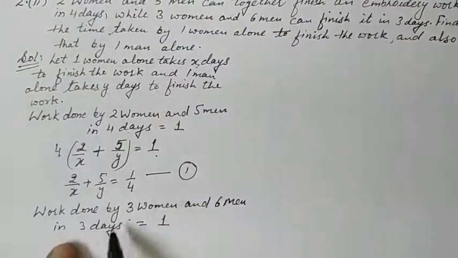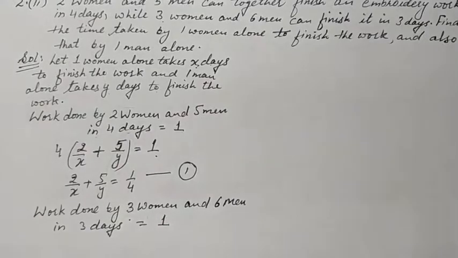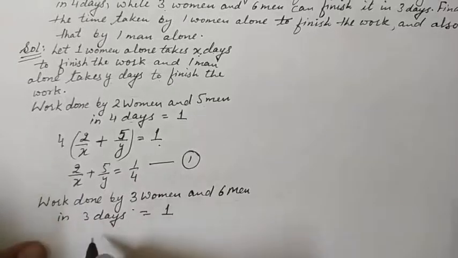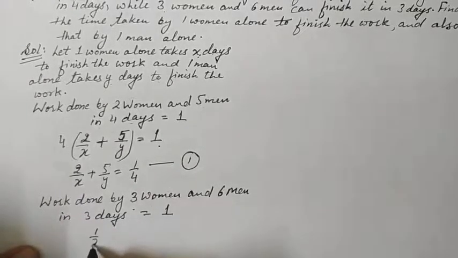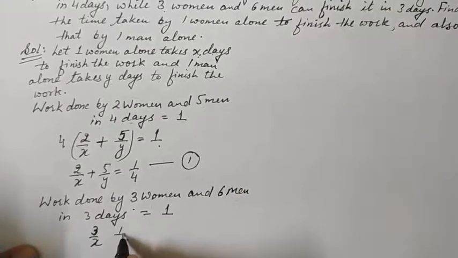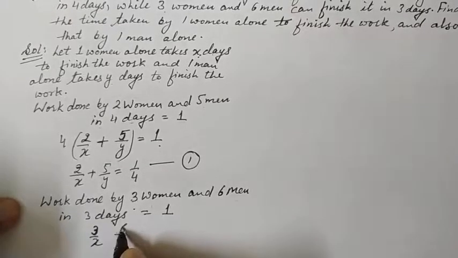So in 3 days, 3 women and 6 men complete this one work. So here also we will frame the equation. See here, one woman's one day work is 1 by x. So 3 women's one day work is 3 by x. Now one man's one day work is 1 by y. So 6 men's one day work will be 6 over y.